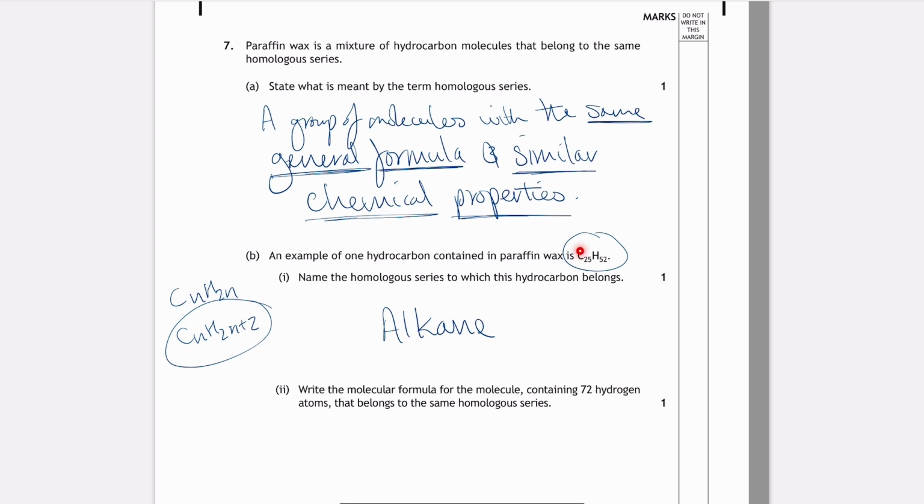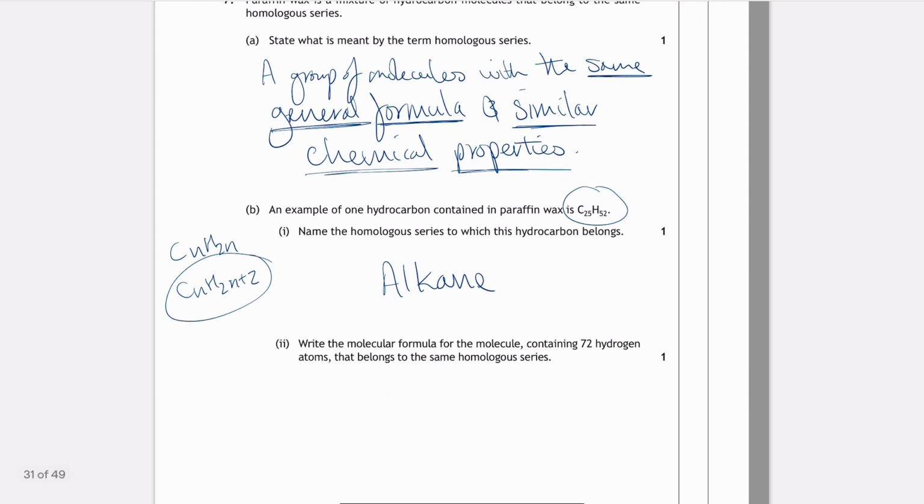If it was C25H50, then it would fit CnH2n, and that means it would either be a member of the alkenes or the cycloalkanes. So you would need more information than just the general formula to be able to work out which one of those two it would be from.